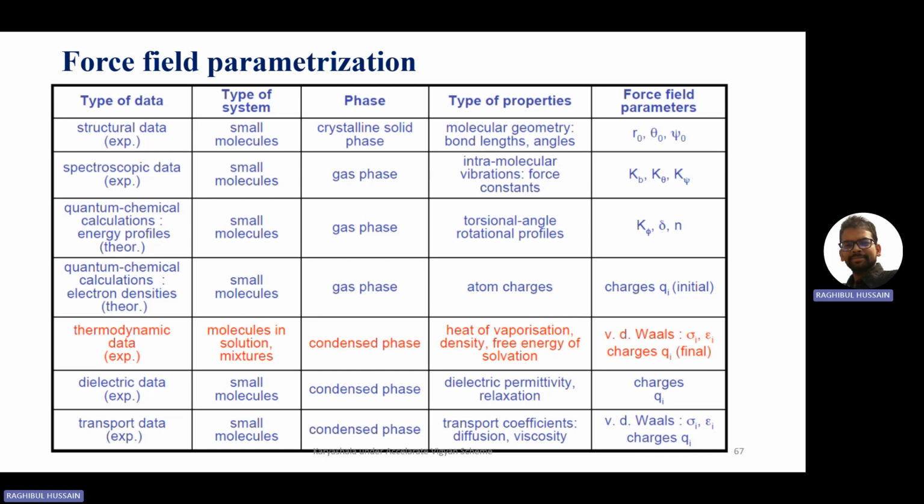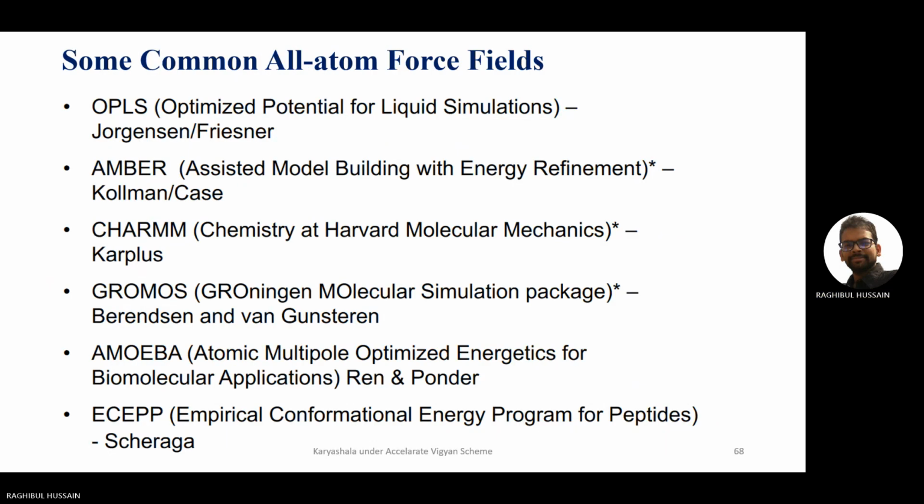These are the different force field parameters that we require to obtain for defined types of things. All of them we have discussed so far. Some common all-atom force field parameters are OPLS, AMBER, CHARMM, GROMOS, AMOEBA, etc. All of them are open source. Now, AMBER and CHARMM have a number of potentials in their repository.